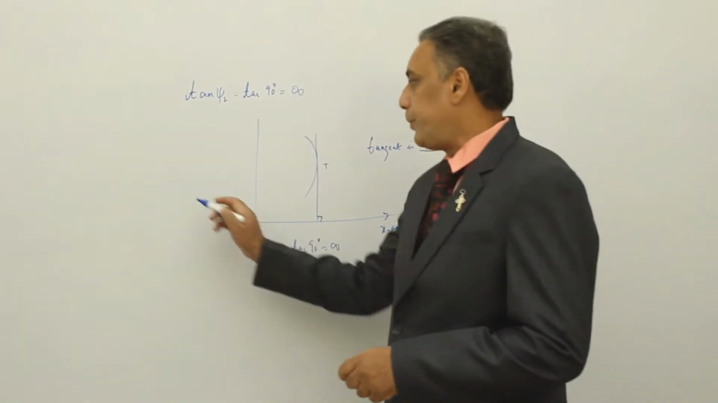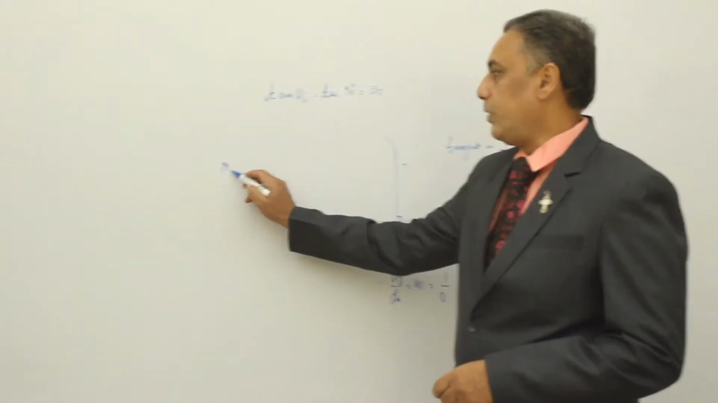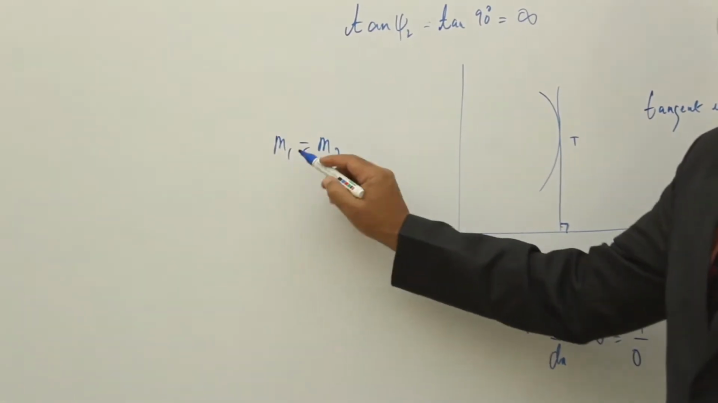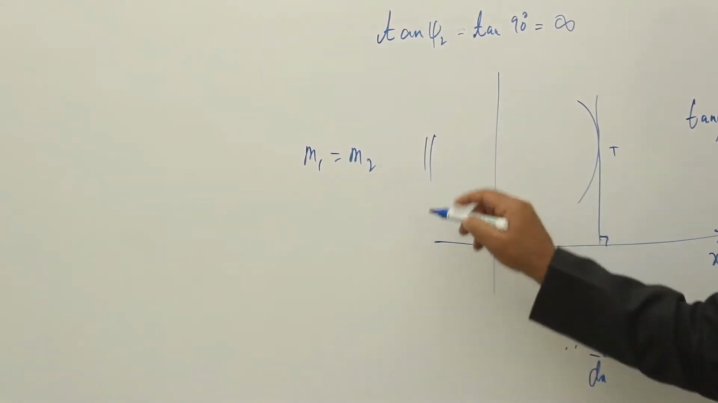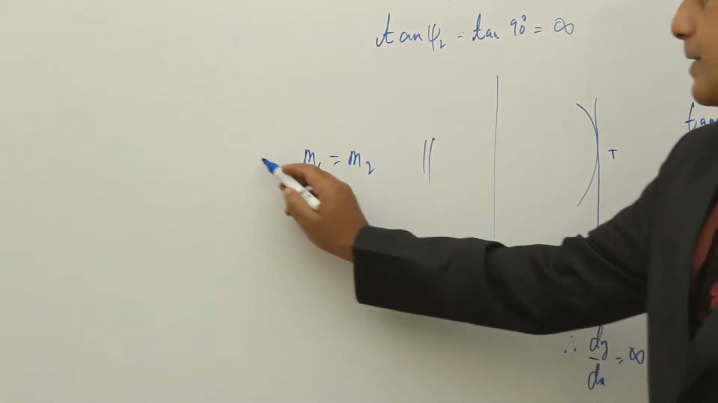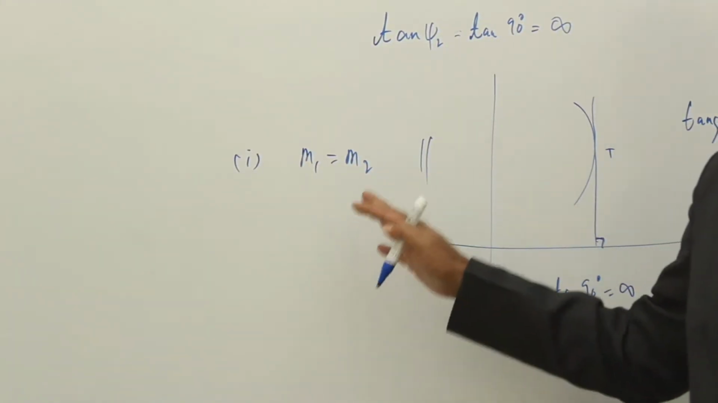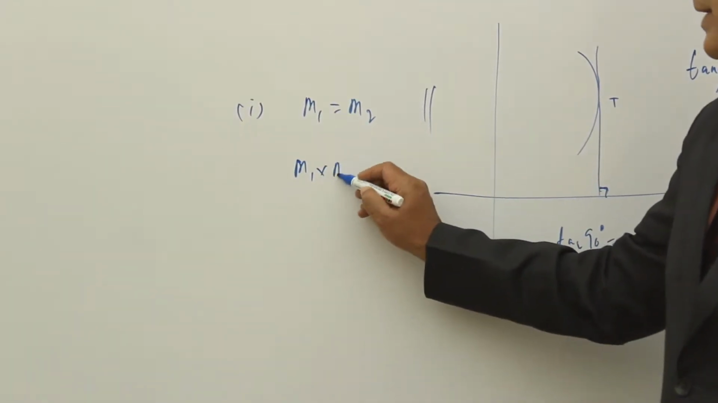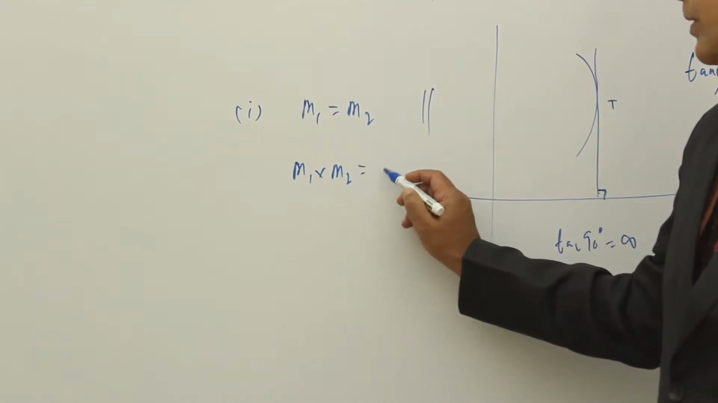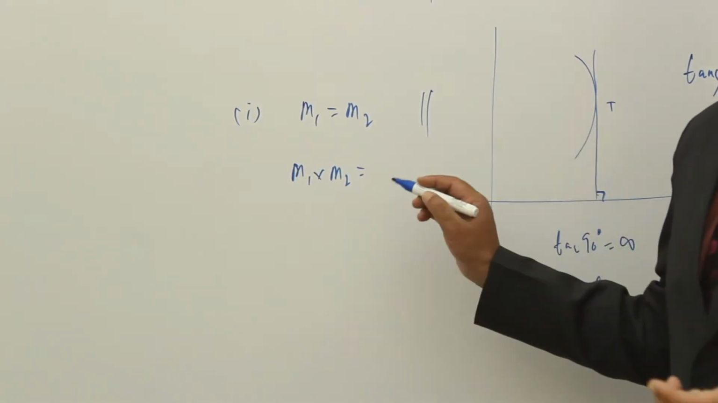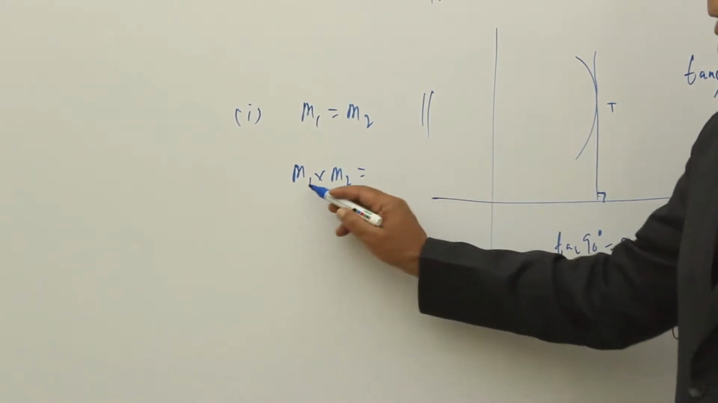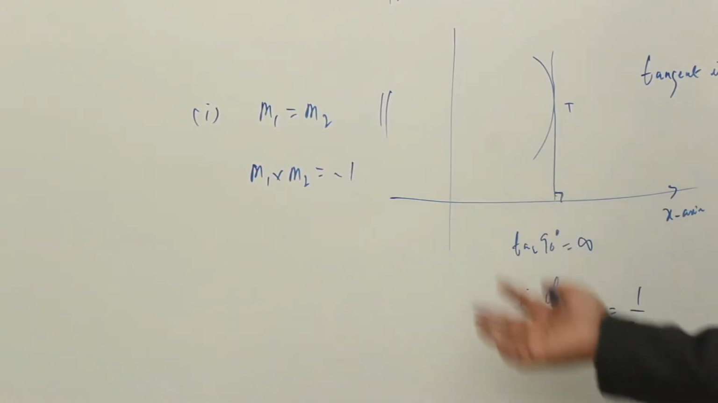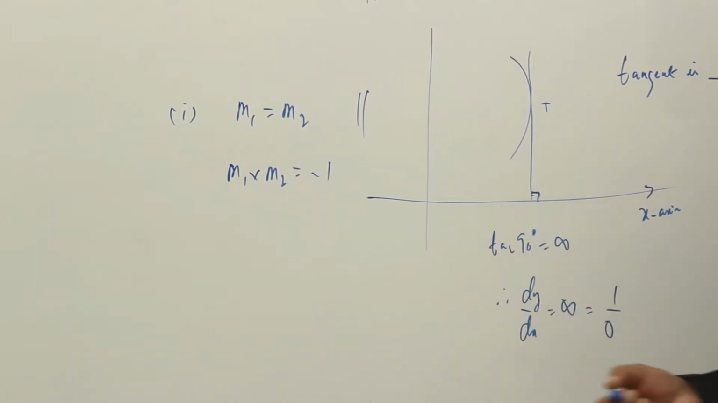So for slopes, say m1 is one slope and m2 is another slope. If the slopes are equal, then the lines are parallel. That's the first condition. If m1 and m2 are the slopes of two straight lines, and the product of the slopes is equal to -1, then they are perpendicular. So these things we'll be using to solve some numericals.